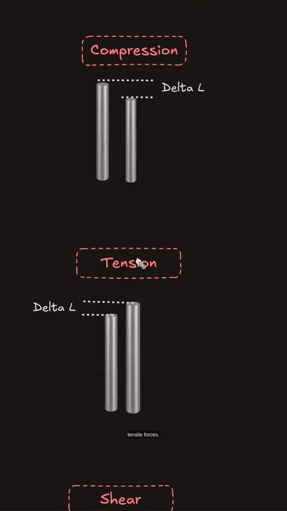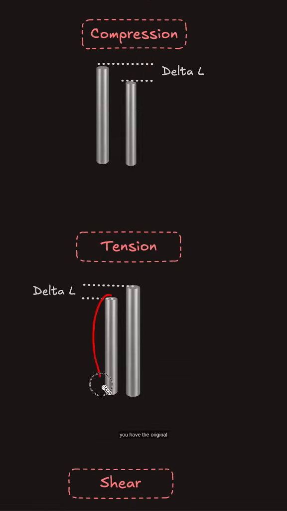Now let's look at tensile forces. In tensile forces, you have the original body, which is here, and this time the load at the top is applied like this, and the load at the bottom is applied like this, meaning the entire rod is getting elongated. And in this case, you end up with something like this, and this is delta L, right? This is the measure of deformation.